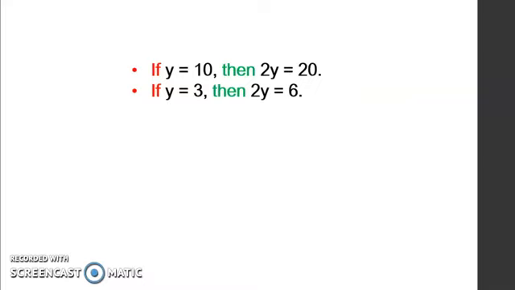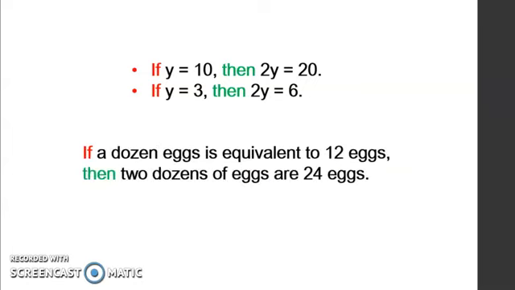Now, conditional sentences can also be expressed this way. If a dozen eggs is equivalent to 12 eggs, then 2 dozens of eggs are 24 eggs. See, another particular condition which is true, and then a particular result happens. So that is how conditional sentence works.